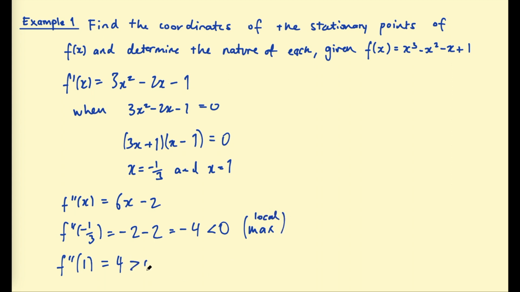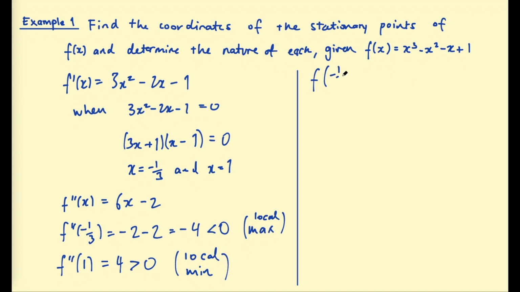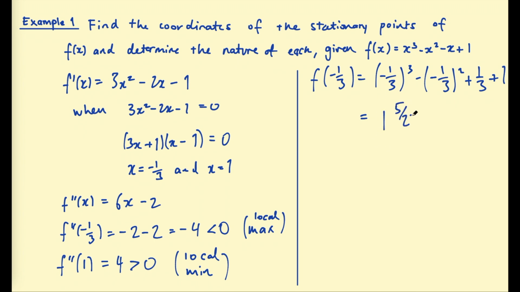And this is greater than 0, so this implies a local minimum. And now we need to go ahead and find the coordinates of those points. So let's plug in the x values into f of x. So f of negative a third, plugging that into this expression here, that's going to give us negative a third cubed take negative a third squared plus a third plus 1. And if you evaluate that, you should get 1 and 5 on 27.